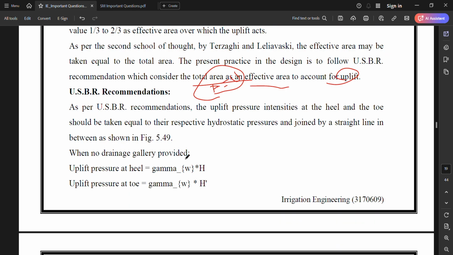Okay, USBR recommendations. As per USBR recommendations, the uplift pressure intensities at the heel and the toe should be taken equal to their respective hydrostatic pressure and joined by the straight line shown below, where no drainage gallery is provided. Uplift pressure at heel is equal to gamma W into H, and uplift pressure at toe is gamma W into H dash.